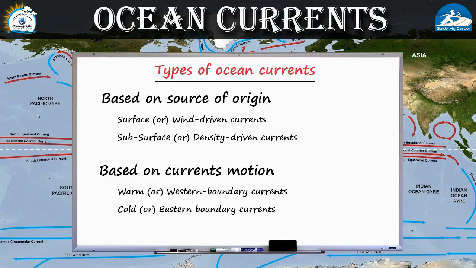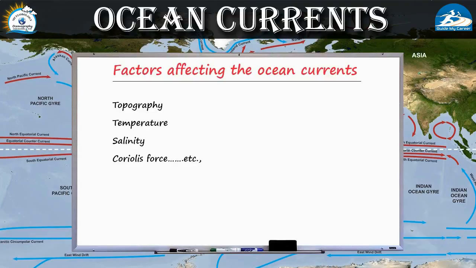Okay, this is all about the types of ocean currents. Similarly, what is the next one? Factors affecting the ocean currents. So we have some factors that affect the ocean currents. Those are topography, temperature, salinity, and Coriolis force. Let's see how these factors affect the ocean currents.